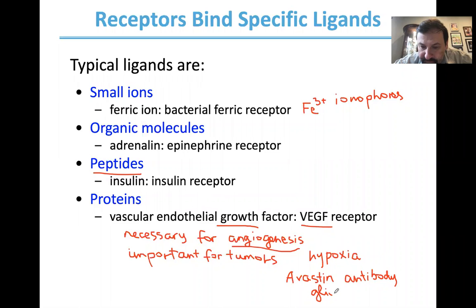which to me is still a puzzle, how it can cross the blood-brain barrier. But that's also why it's so ineffective, because it doesn't cross the blood-brain barrier easily. Glioblastoma. So Avastin antibody.